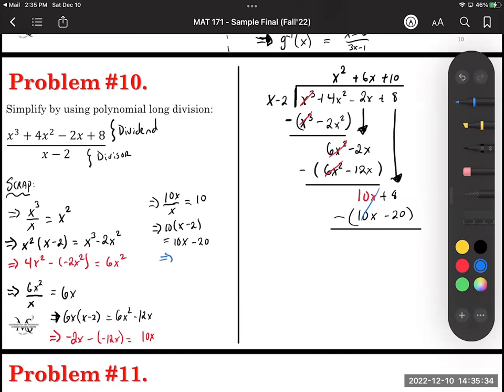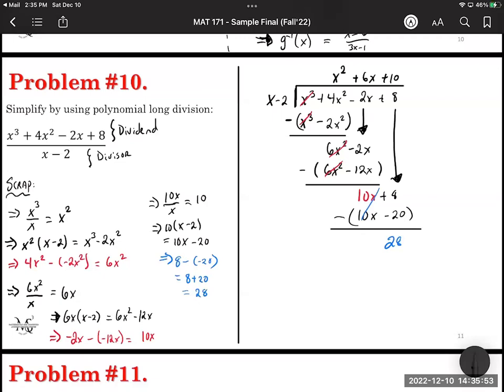And now what we have is 8 minus negative 20. What's 8 minus negative 20? Careful. 8 plus 20, which is 28. Okay, can x go into 28 now? No. So our solution should be the quotient x squared plus 6x plus 10 plus 28 over x minus 2.